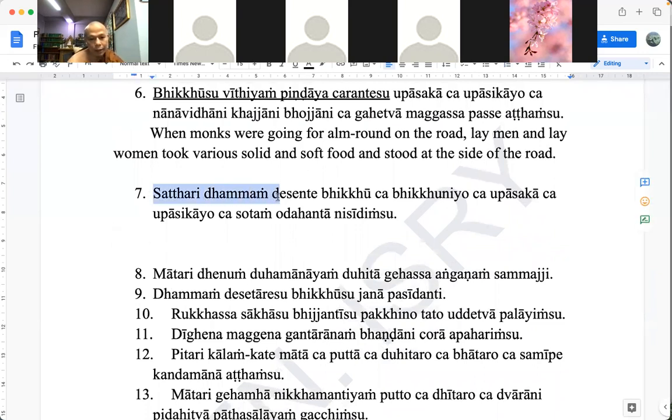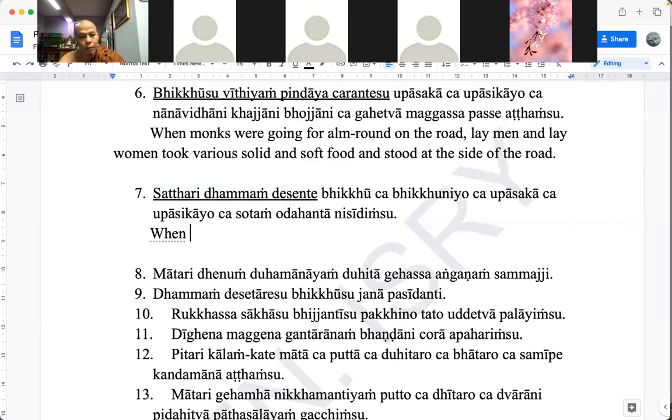Sattari, Dhamman, desenate. Here also you see Sattari, Sattar, a consonant stem not ending in the ra, and the E. Sattari means teacher or master or Lord. And here also desenate, but with the locative case, similar. So that is why Sattari, Dhamman, desenate is a locative absolute construction.